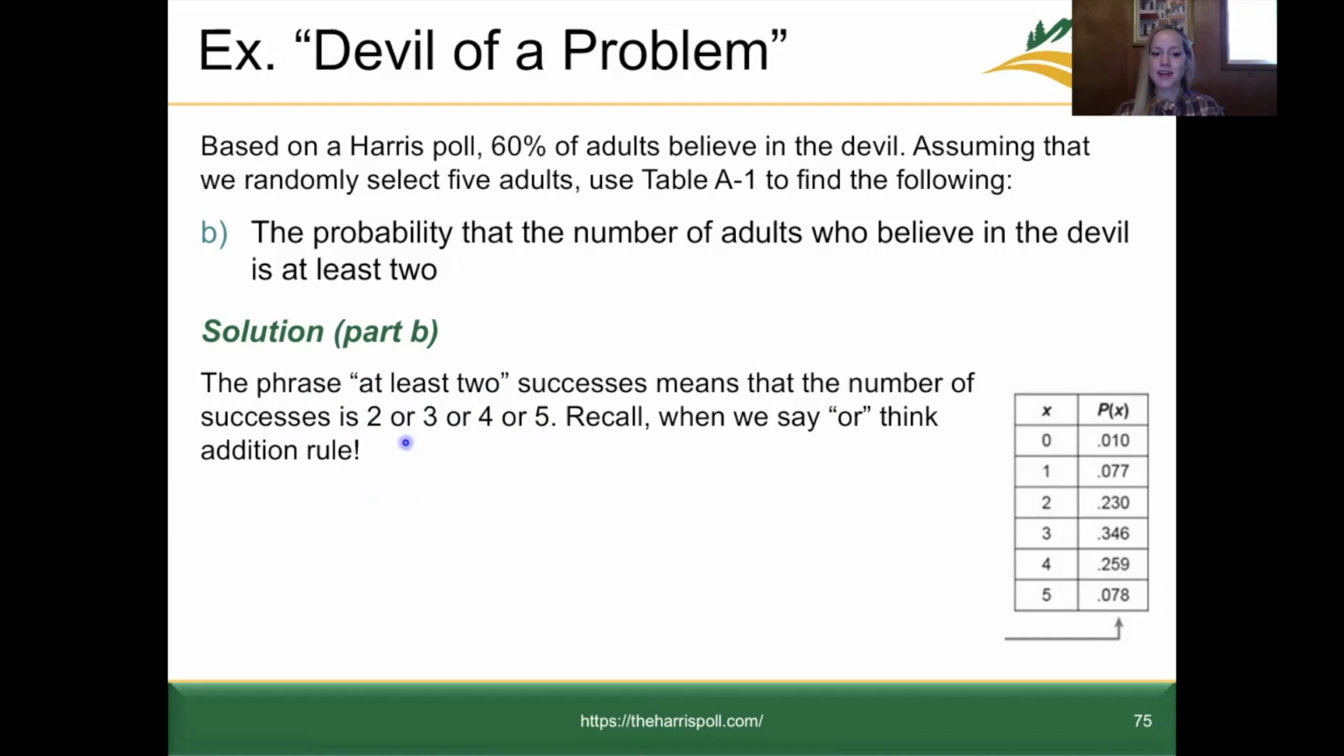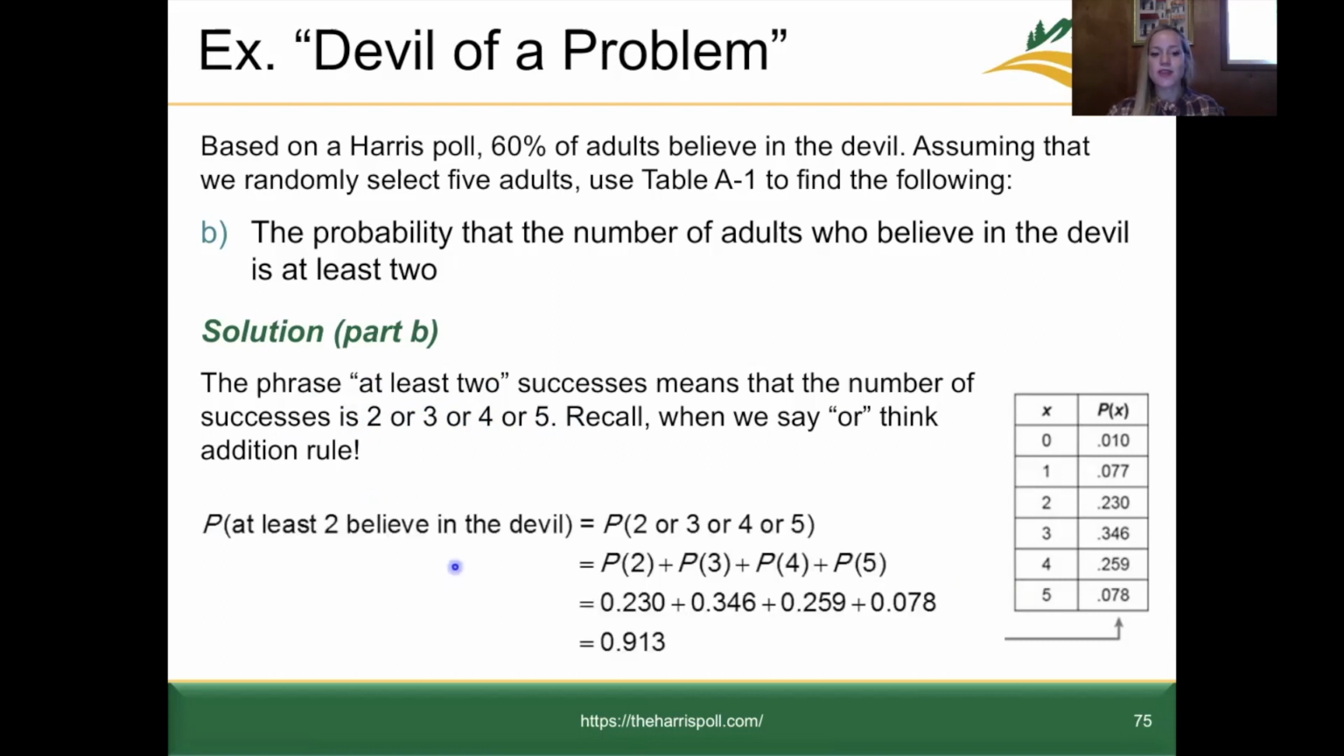Keep in mind our n value didn't change and our p value didn't change. Now though, we have 1, 2, 3, 4 different possible x values, and we'll still use this table to figure that out. So here's the equation we'd set up: the probability that at least 2 adults believe in the devil out of the 5 that we selected. This is really the probability of 2, or 3, or 4, or 5. Using the addition rule, it's really the probability of 2 plus the probability of 3, etc.